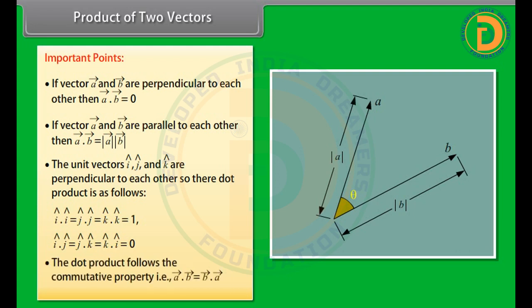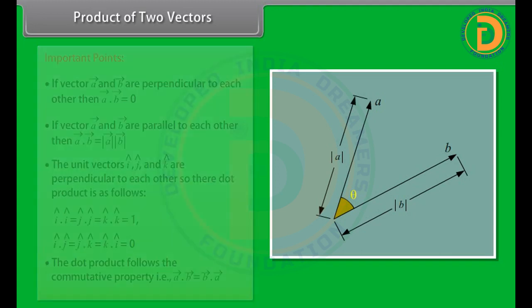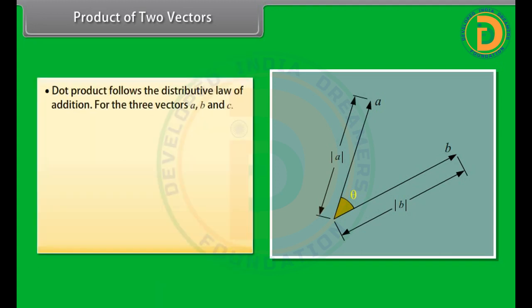The dot product follows the commutative property. That is, the dot product of vectors A and B is equal to the dot product of vectors B and A. The dot product also follows the distributive law of addition for three vectors A, B, and C. The dot product of vector A and vector B plus vector C is equal to the dot product of A and B plus the dot product of A and C.